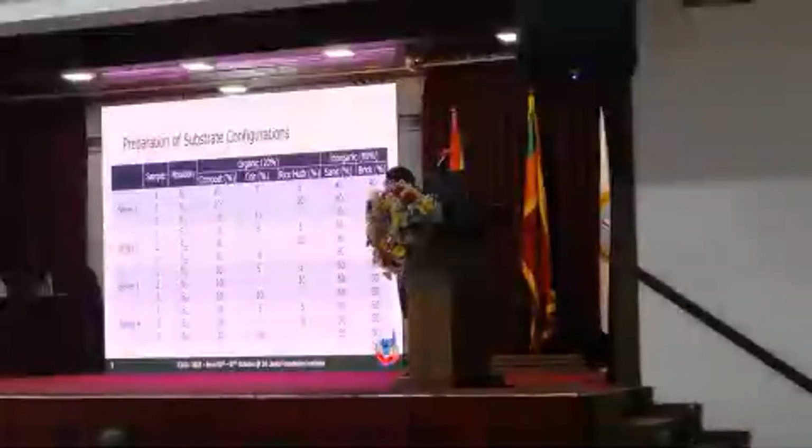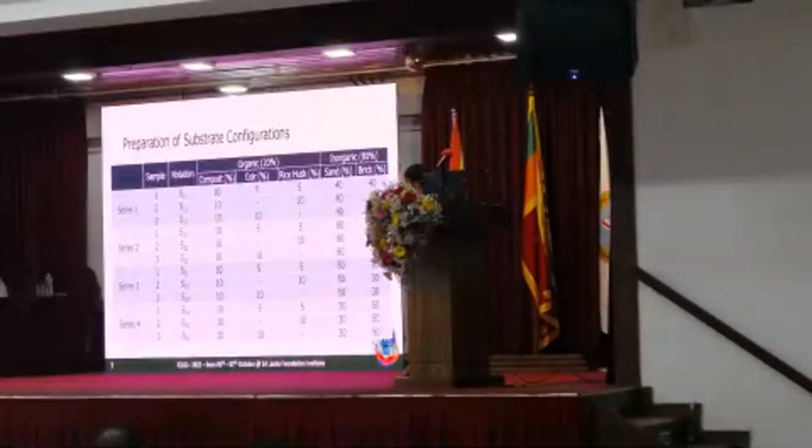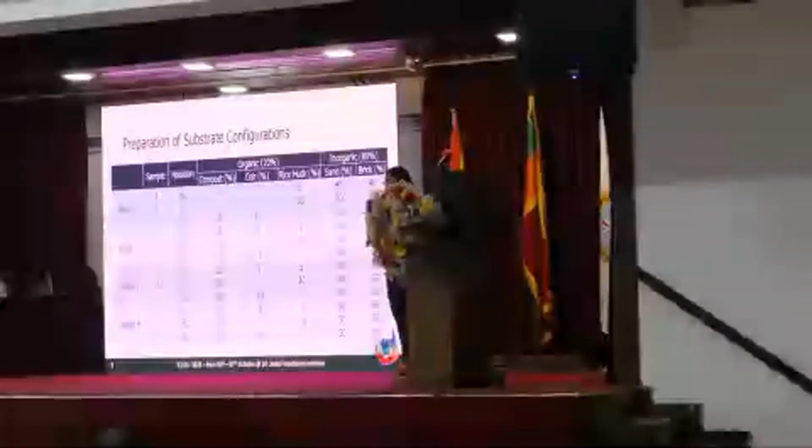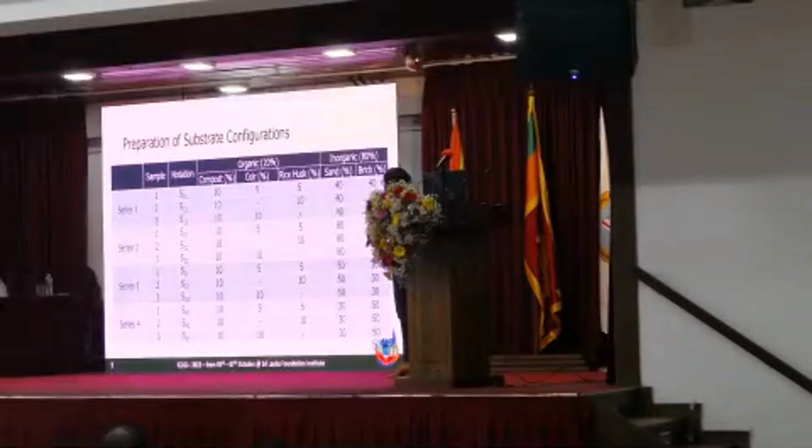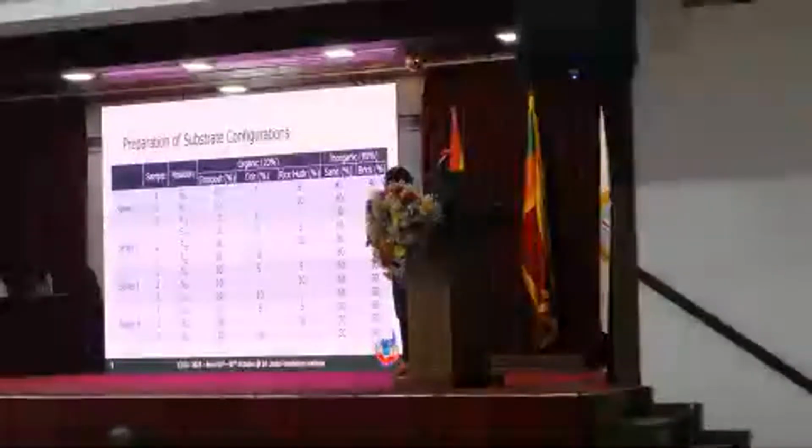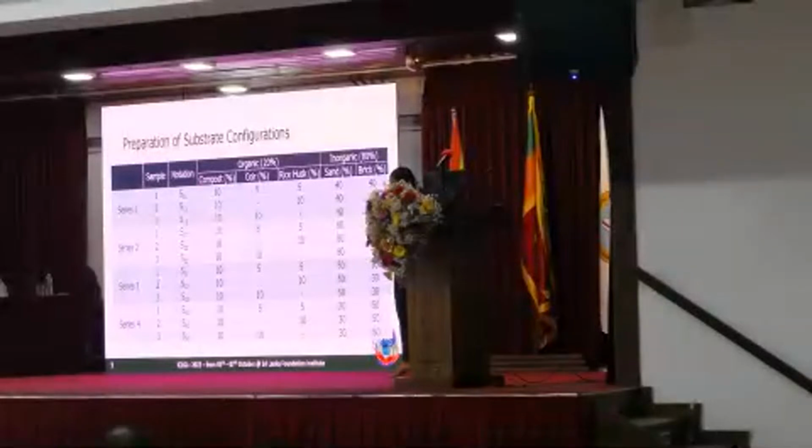And within each series, we varied the composition of the organic constituents. Compost we always kept as 10%. In the first sample, we took equal amounts of coir and rice husk. And in sample 2, we just used rice husk. And in sample 3, we just used coir. So in this way, we developed altogether 12 samples.